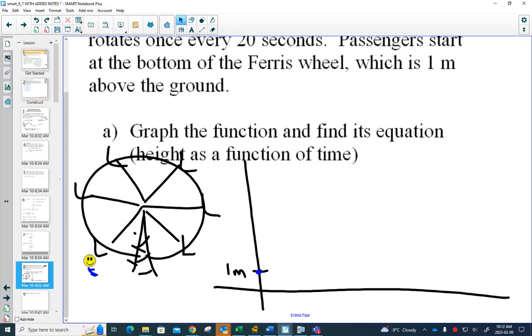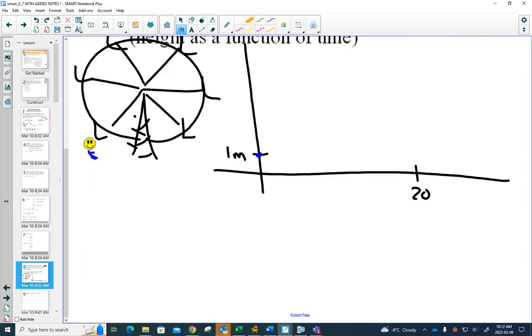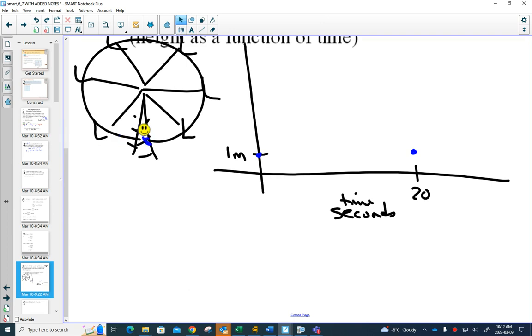Anyway, so it tells us also that in 20 seconds, so I mark 20 seconds along here, this will be time in seconds, well in 20 seconds we're going to be back all the way around. Here we are, got on 20 seconds, we're back to where we started from. So we could put another dot there. And if we imagine, where would you be then at 10 seconds? Does it make sense that at 10 seconds you would be at the top?